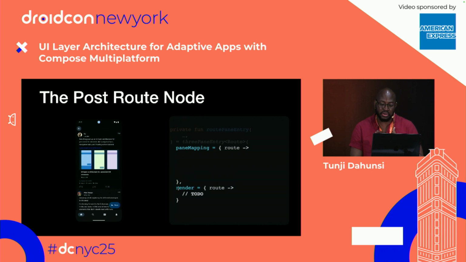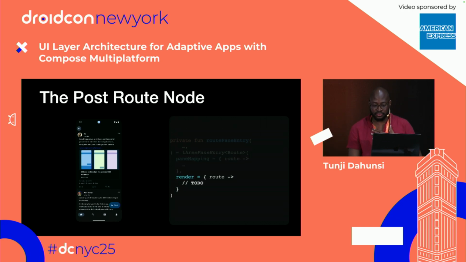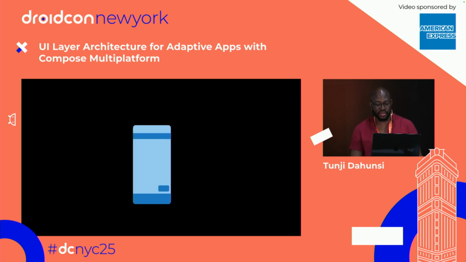For me, what I want to put in this is a mapping of panes into it. In other words, when I'm displaying this route, I want to show this route in the primary pane. And if it has any child, I want to find that child and I want to render it in the secondary pane. Okay. For the render, we'll come back to that briefly, but let's move on.